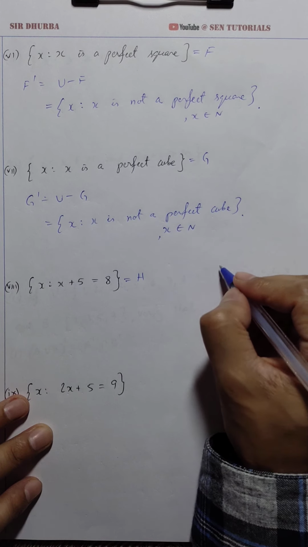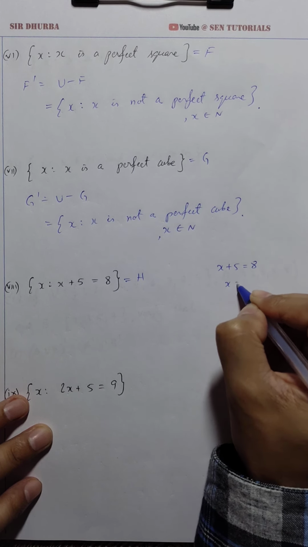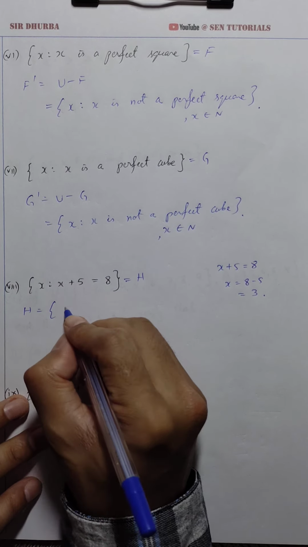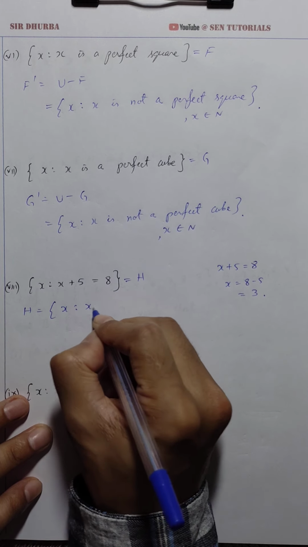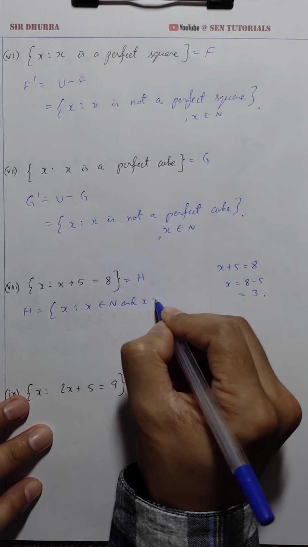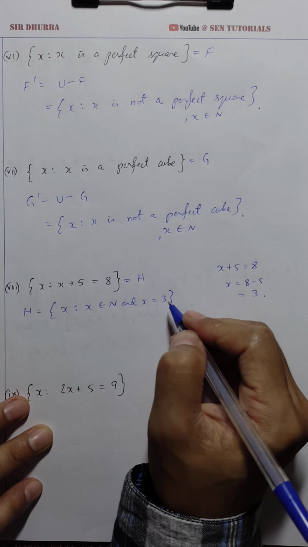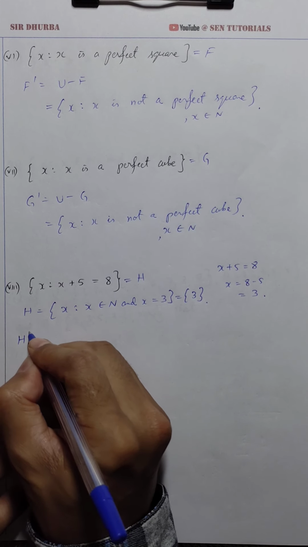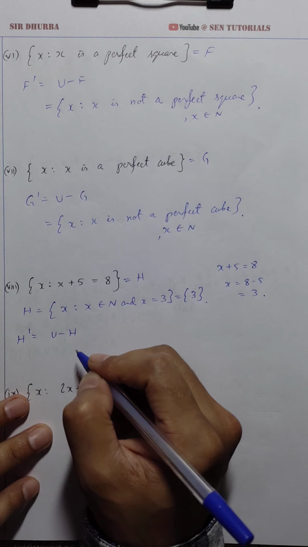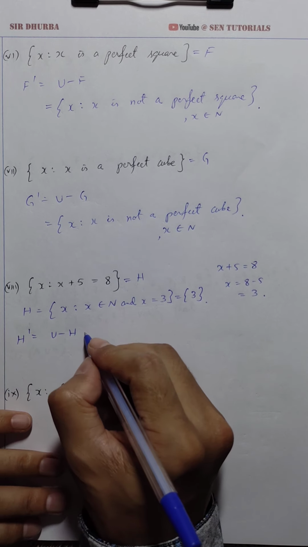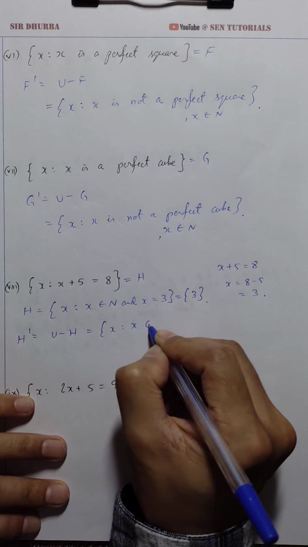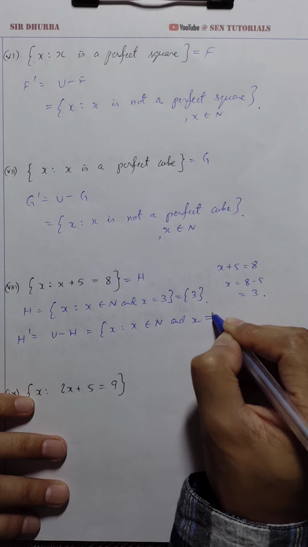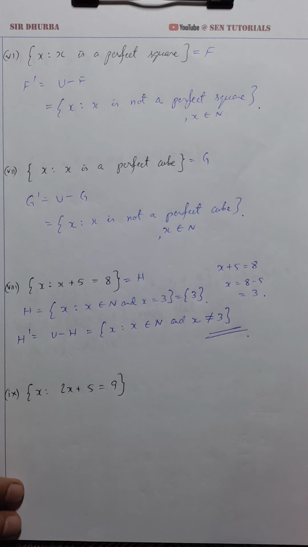So what is this set actually? x plus 5 is equal to 8, that is x is equal to 8 minus 5, that is 3. So H can be written as x such that x belongs to natural numbers and x is equal to 3. That will be just 3 itself. Now H complement will be universal set minus the set H. So that can be written as x such that x belongs to natural numbers and x is of course not equal to 3.